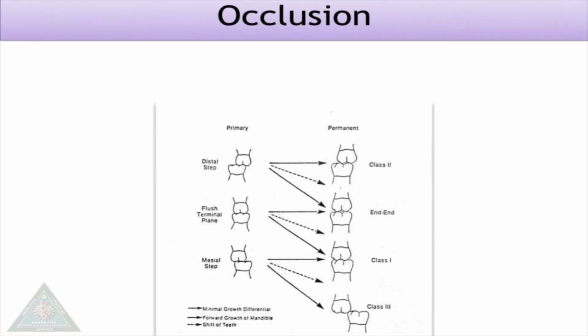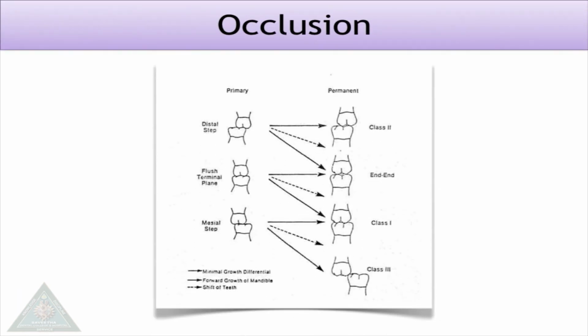The occlusion of primary tooth is classified as distal step, flush terminal, and mesial step. In permanent tooth, it is class 2, end to end, class 1, and class 3. The distal step of primary tooth can result in class 2 and end to end relation. The flush terminal in primary tooth can result in end to end or class 1 in permanent tooth. And the mesial step in primary tooth can result in class 1 and class 3 malocclusion in permanent tooth.